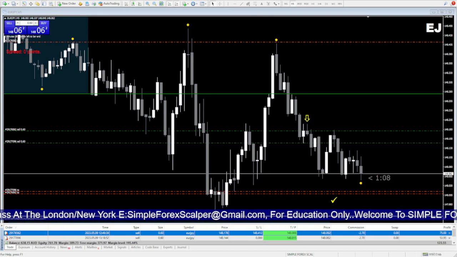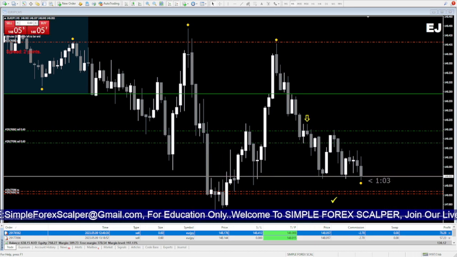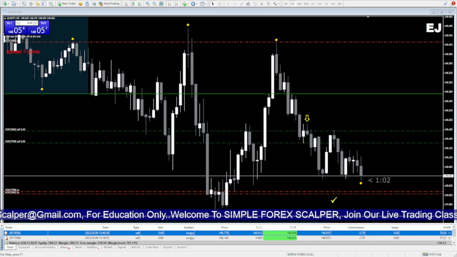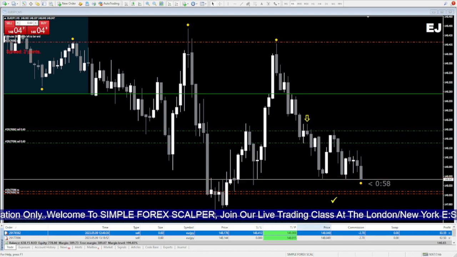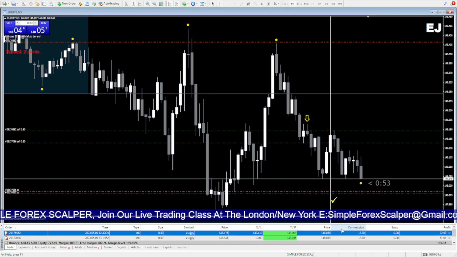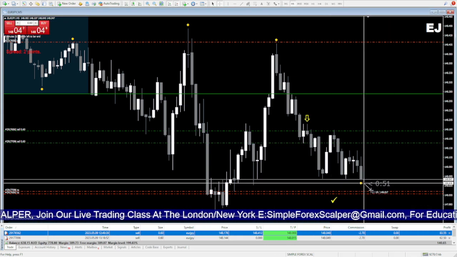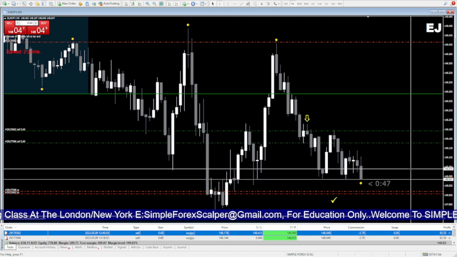Okay, so we have now moved further down towards our take profit target, and this candle's just got under 1 minute to go, and it looks like it's breaking a new low now. So this is a new low right now. It's broken, and it's heading towards our take profit. So we're about 2 pips away from our take profit target.